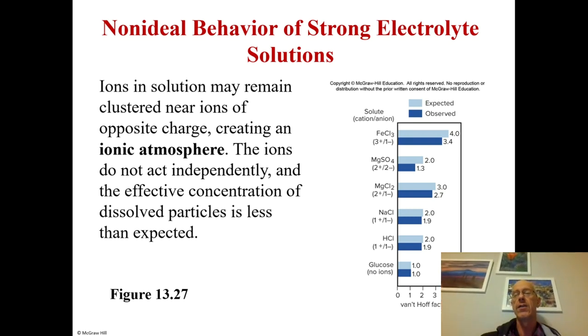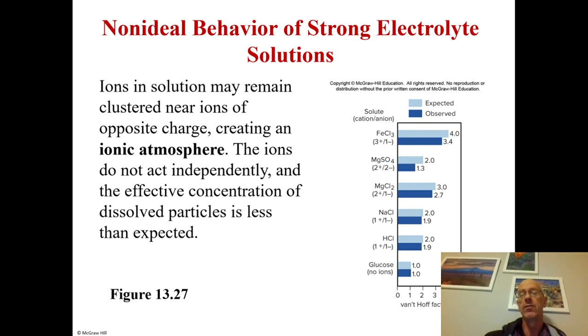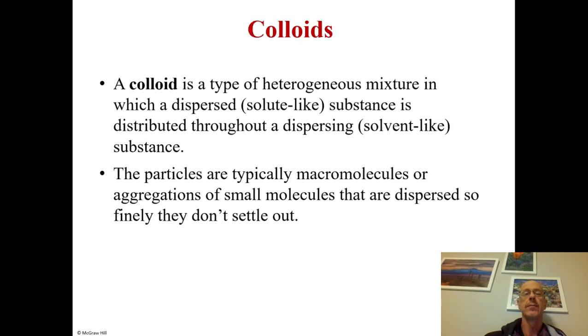So here you can see that iron 3 chloride has an i value of 3.4. Magnesium sulfate has a factor of 1.3. Magnesium chloride is at 2.7 instead of 3. Sodium chloride is 1.9 instead of 2. Hydrogen chloride, or hydrochloric acid, is 1.9 instead of 2. Now, glucose and non-electrolytes, their i value is always equal to 1.